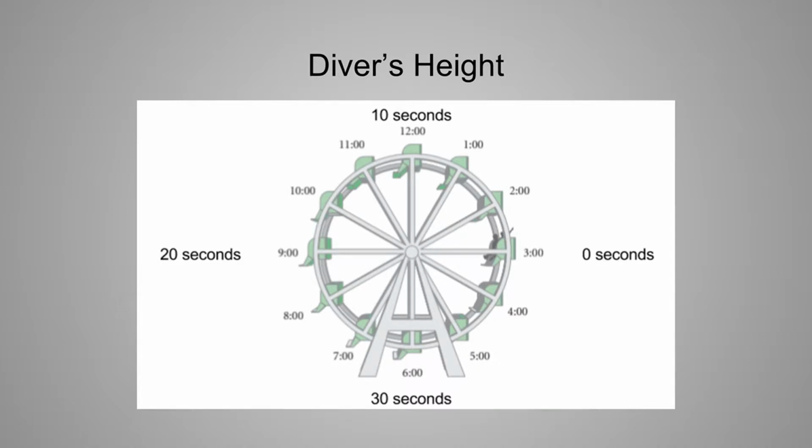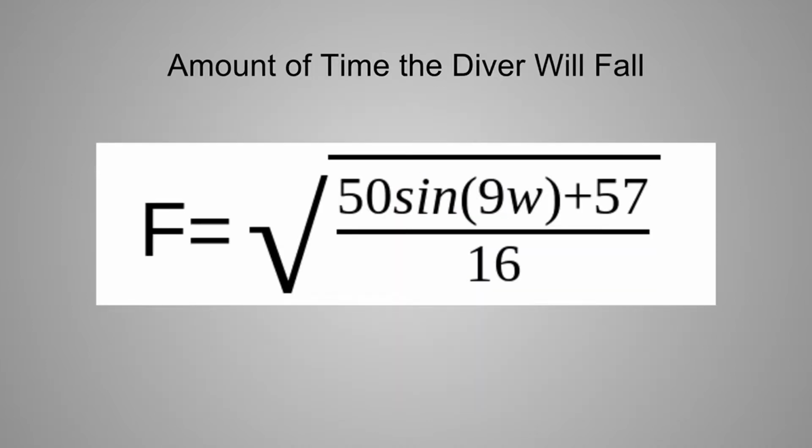Next, we must know the diver's height after t seconds. This equation is a combination of the 50-foot radius, the 9 degree angular speed, and the center 65 feet off the ground. To find the height, we must input the amount of seconds after passing the 3 o'clock position counterclockwise.